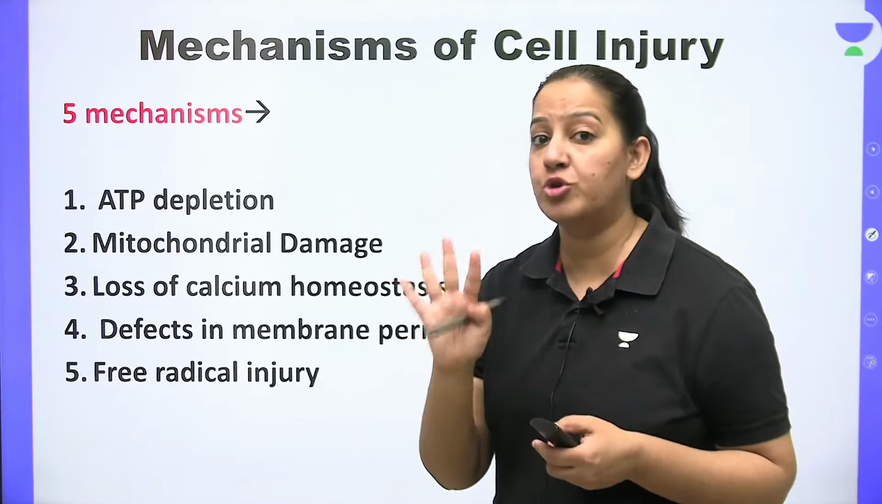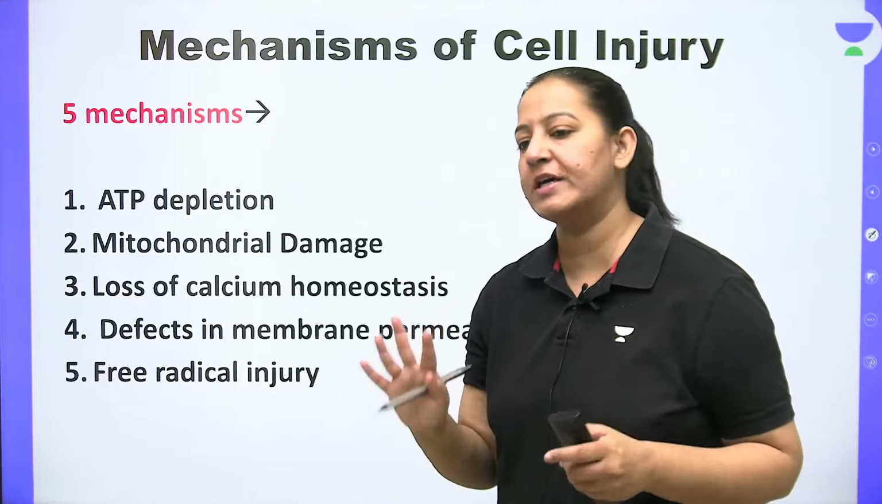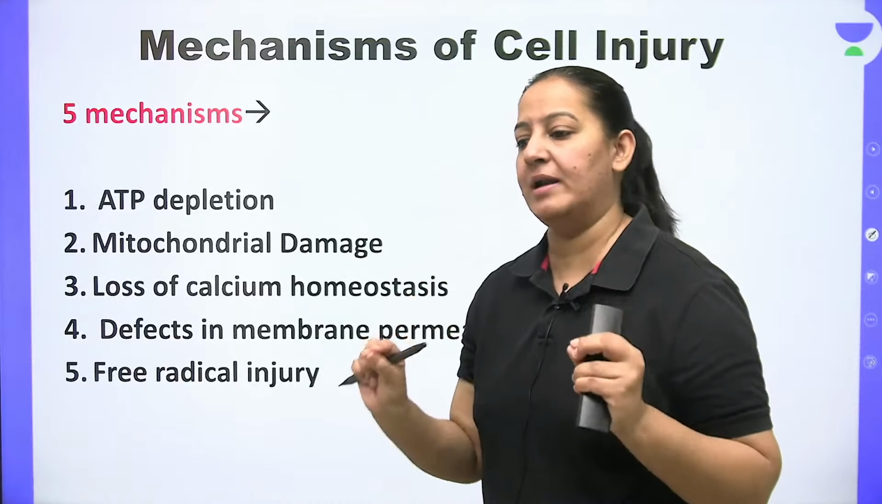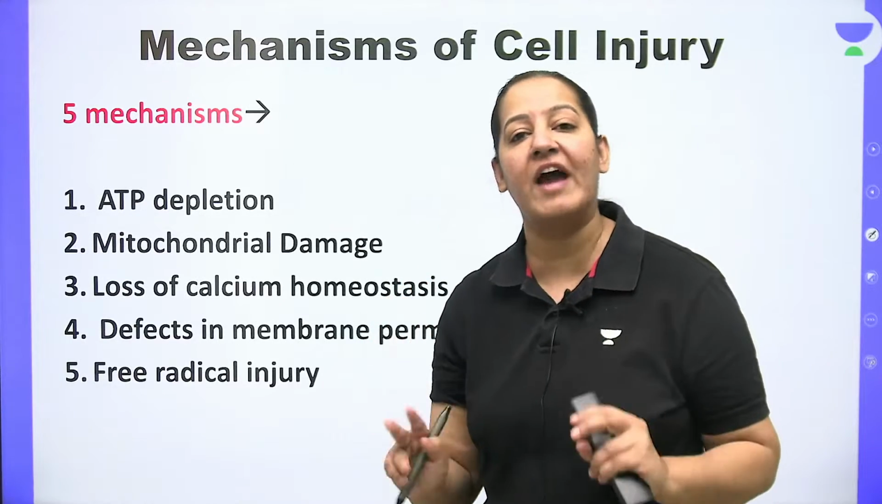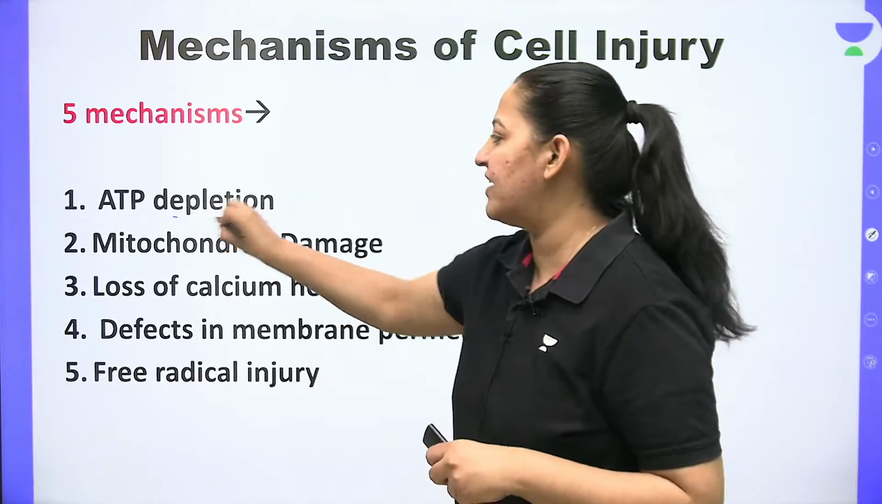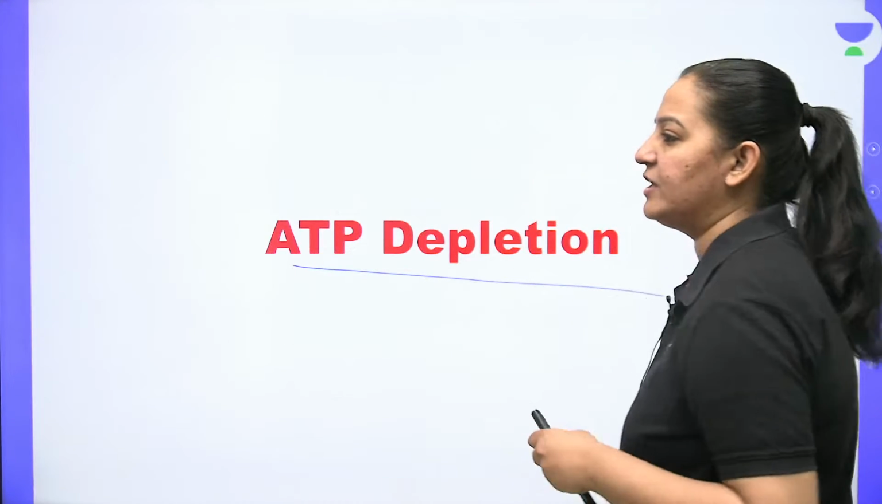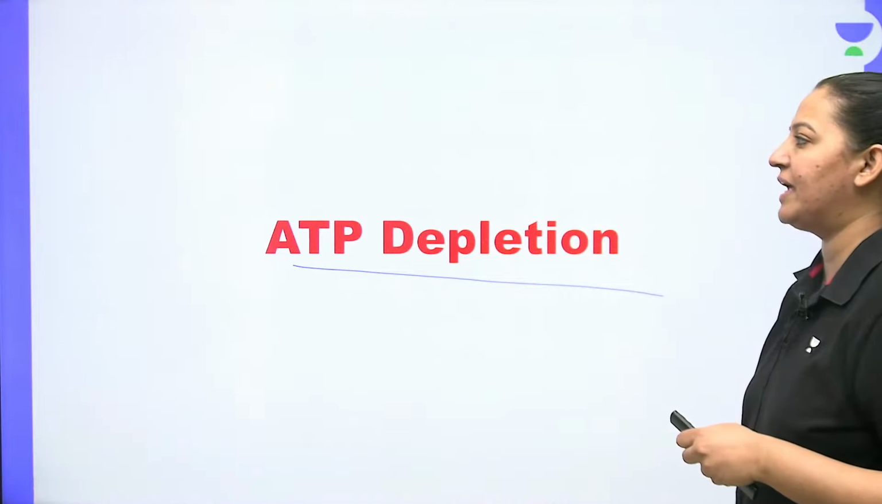I expect you to draw the 5 flowcharts with me so that for all the MCQs, as well as if it comes as a theory question in your exam, you will be able to retain it better in the form of a diagram and flowchart. Let me start with the first one, ATP depletion. What do you mean by ATP depletion? The first mechanism of cell injury is ATP depletion. What do you mean by that?